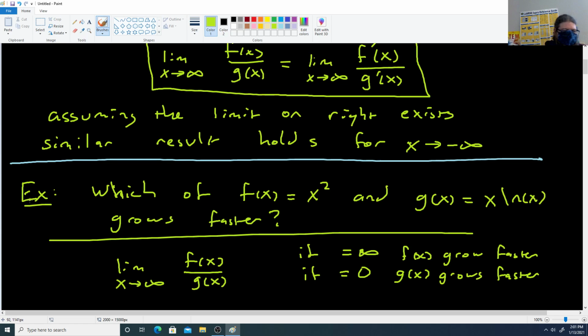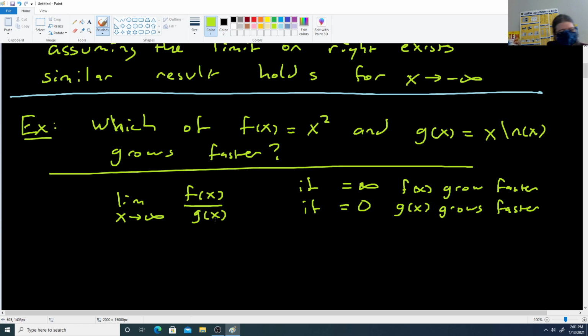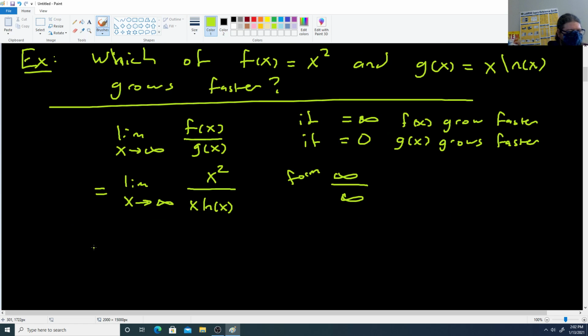So basically, we're comparing these two, and we're going to see whether the limit of them approaches infinity or zero. So we'll say, limit as x approaches infinity of f of x over g of x. f of x is x squared, g of x is x natural log of x. As you head out to infinity, x squared is infinity. x is infinite, and natural log of x is infinite. So we're in the form infinity over infinity. So we can't compare it yet because we're in this indeterminate form. So we're going to have to apply L'Hopital's rule.